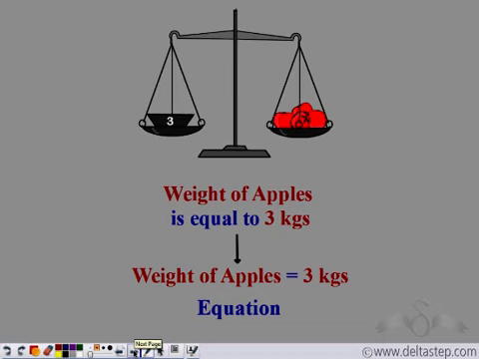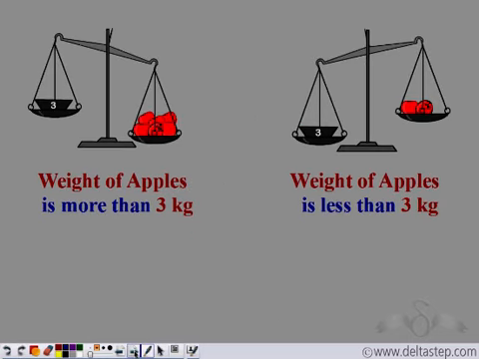So when two things are balanced or equal, we can represent it using an equal to sign, and it is called an equation. But what if the things are not balanced or they are not equal, as in these two cases? Here we see that the side containing apples is heavier, so weight of apples is more than 3 kgs. In this case, the side containing apples is lighter, so we can say that weight of apples is less than 3 kgs.